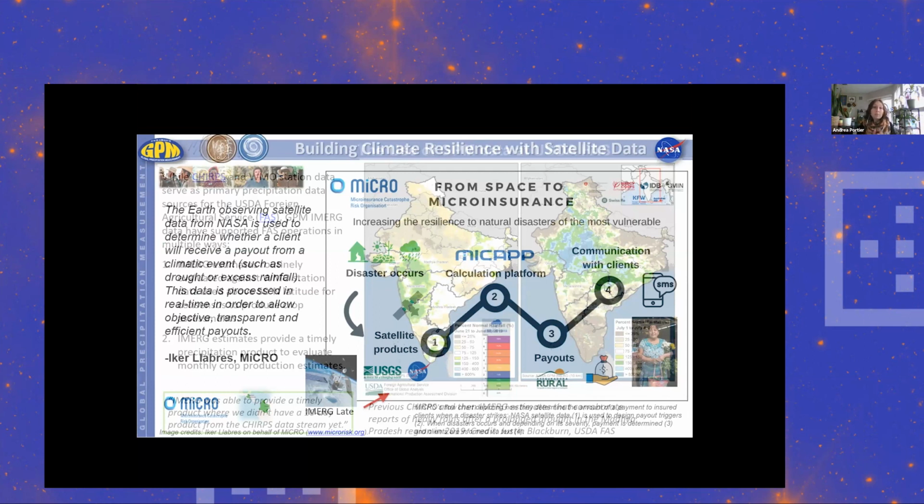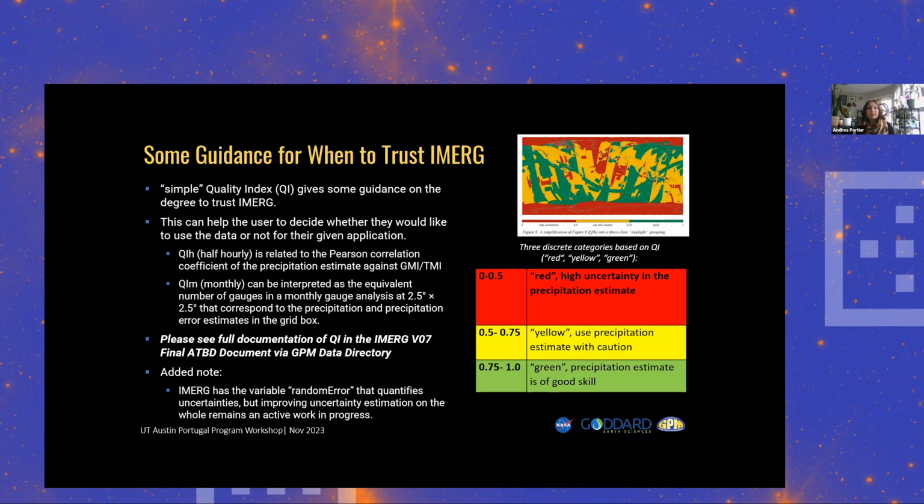So this has been a very important part for the insurance sector, on the use of real-time precipitation data, especially from satellite coverage. Real quickly, just to wrap up in this last minute, I know there were some questions yesterday of how do we know when to trust IMERG? The algorithm team came up with a simple quality index to give some guidance on the degree to trust IMERG.